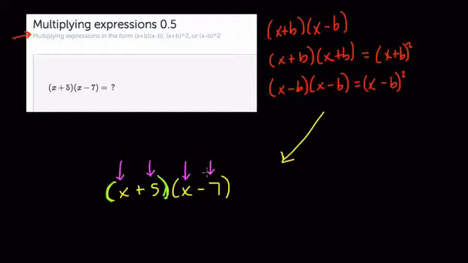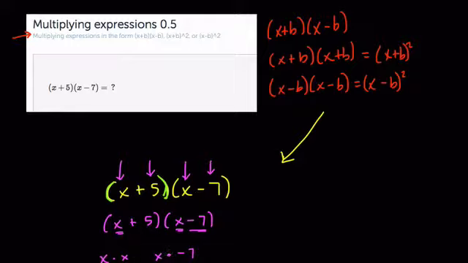So for me, the way I look at it is first I look in the first set of parentheses and I say my first term is x. So I'm going to multiply x by both the x here and this term, which I'll think of as negative 7. So that means what? I'll do x times x, and then I'll do x times negative 7. Now I'm going to add all of these terms together.